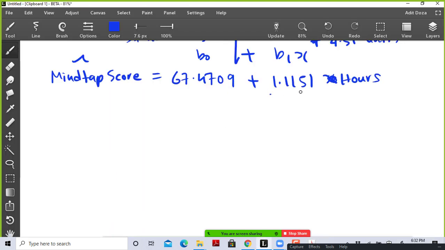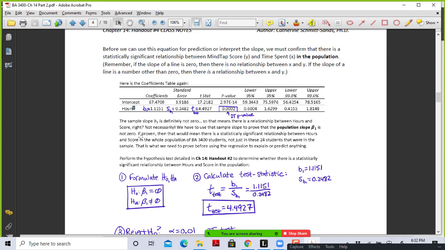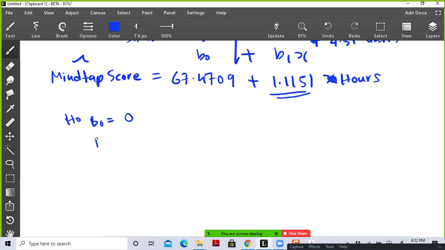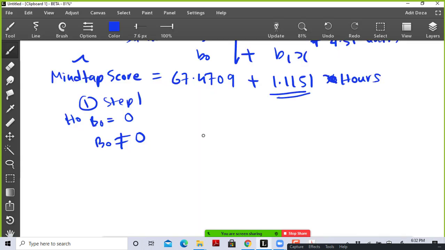how do you know if it is statistically significant or not? We have to do a hypothesis test. The null hypothesis is beta 1 equals 0, and in the other case, we assume it's not equal to 0. Step 1. And how do you calculate the test statistic? The good thing is usually the p-value will be given. If the p-value is not given, at least I have to give you the t-statistic and the standard error. So you have to calculate using the test statistic.